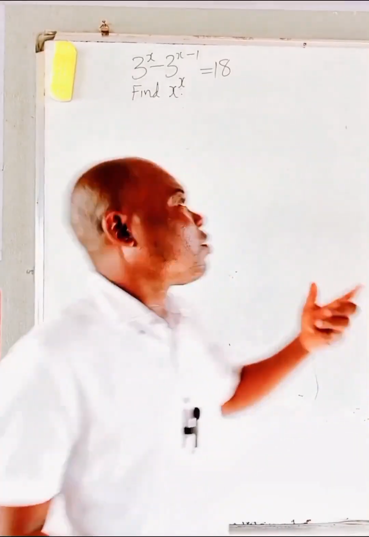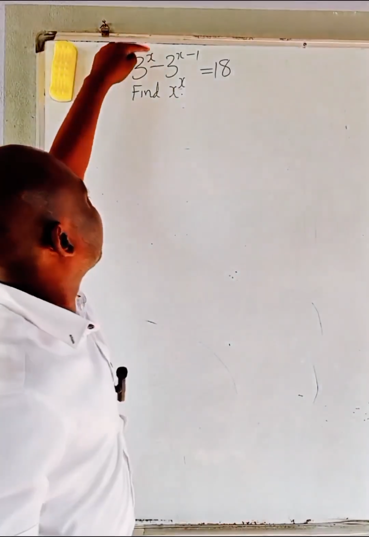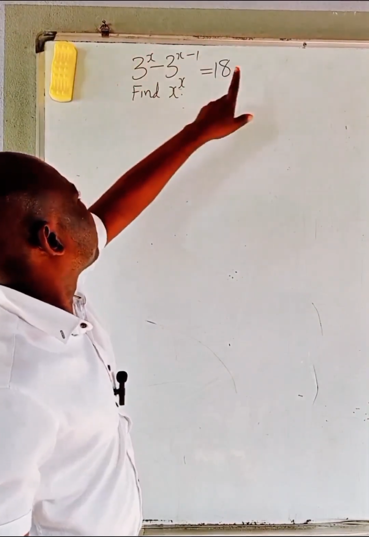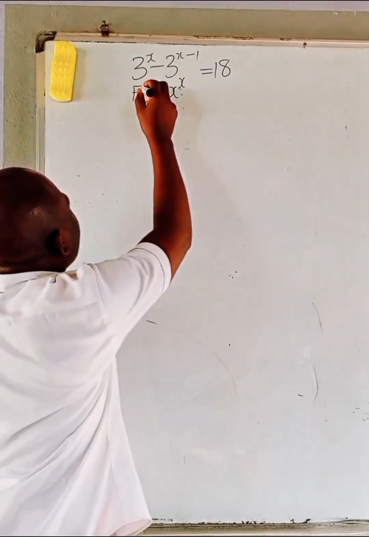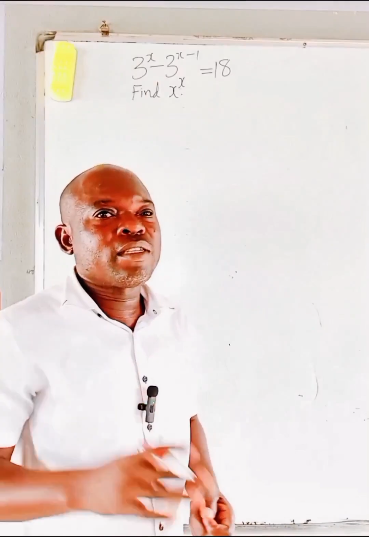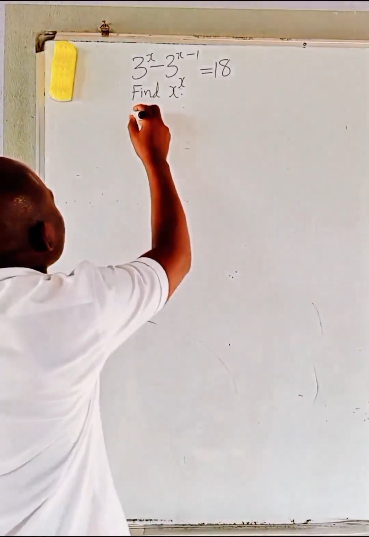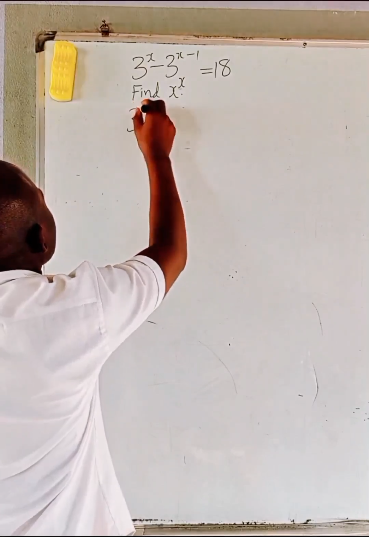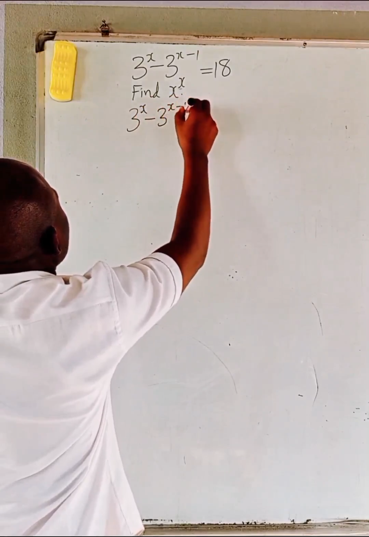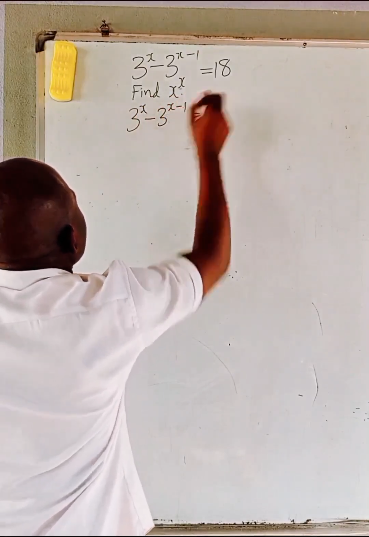Come, friends, let's solve. We have 3 raised to the power of x minus 3 raised to the power of x minus 1 equals 18, and we are told to find the value of x raised to the power of x. For us to get this result, we put the equation first: 3^x minus 3^(x-1) equals 18.